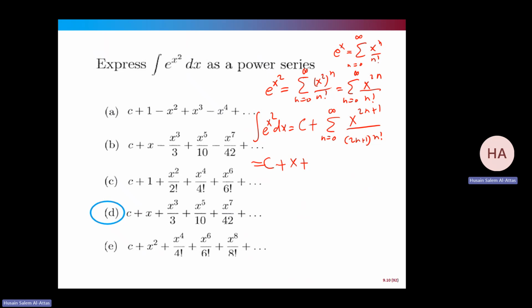At n equal 1, I have what? x cubed over 3 times 1 cubed, which is 3. That's it. x cubed over 3.